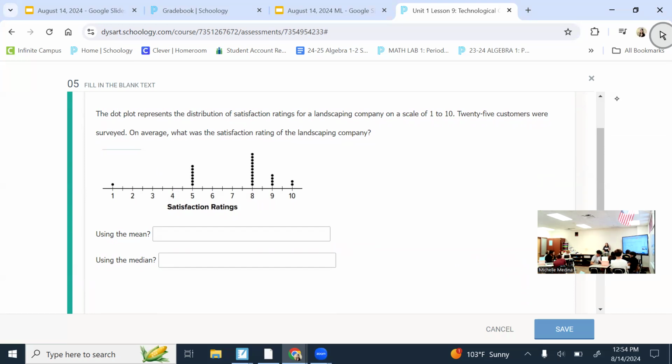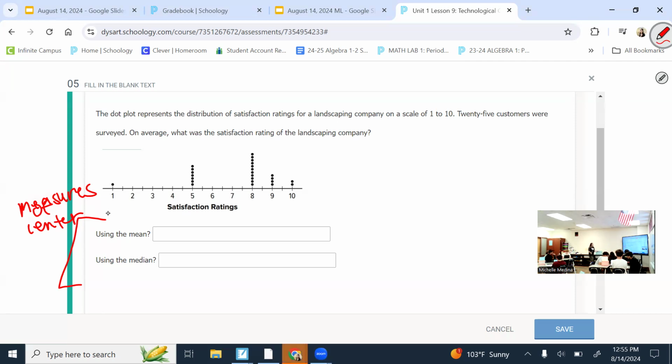Now, average is synonymous with what word? What's another word for average? Mean specifically, but the reason why it also asks about the median is because these are both what we consider measures of center, which tell you a typical value in the data. So that's why it asks for both mean and median, even though average is technically mean.